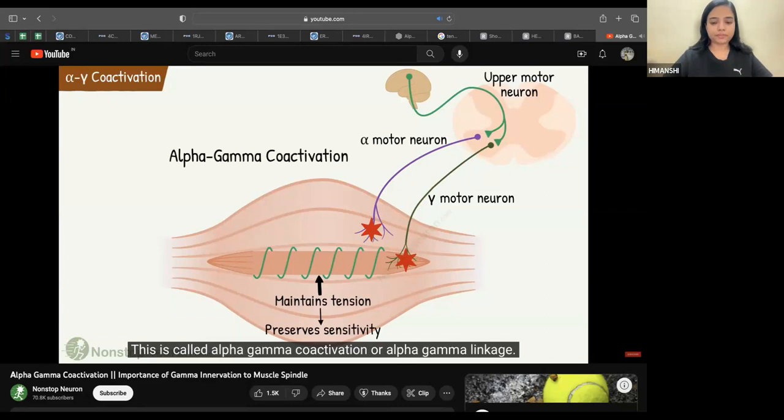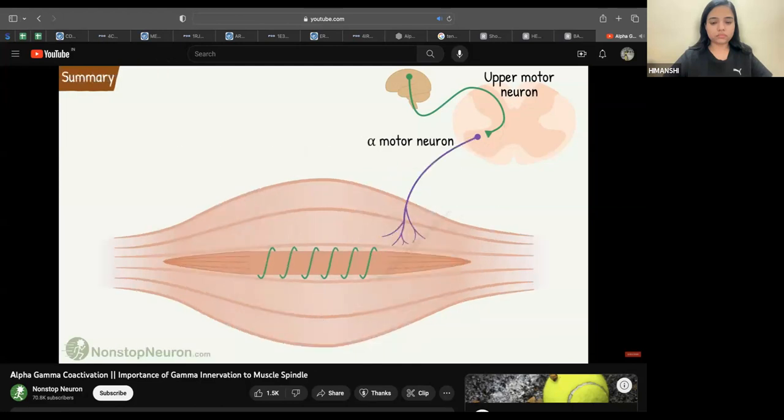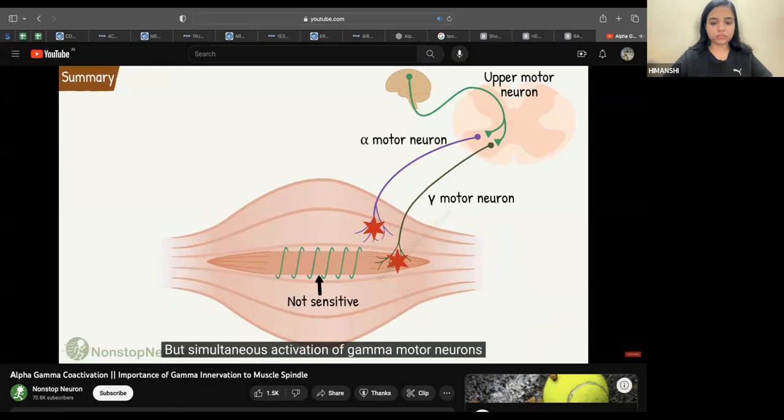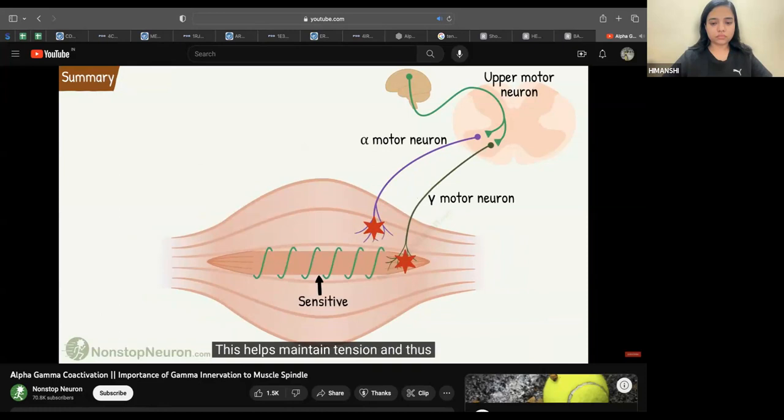This tends to make sensory endings on the muscle spindle go slack and thus insensitive. But simultaneous activation of gamma motor neurons causes contraction of intrafusal fibers of the muscle spindle. This helps maintain tension and thus preserves the sensitivity of the muscle spindle over a wide range of muscle lengths.